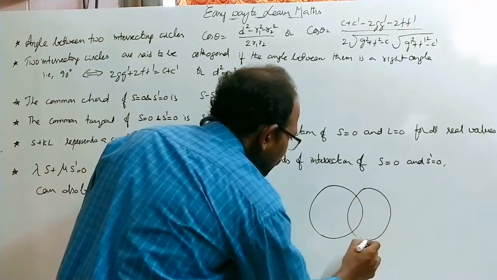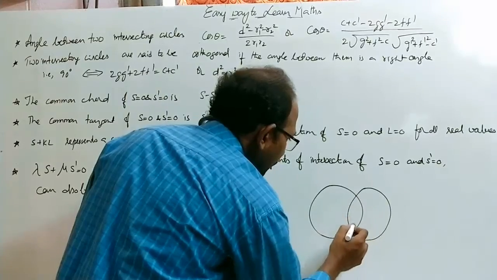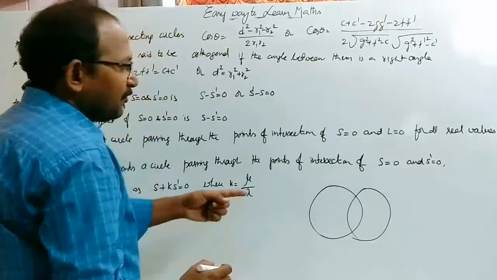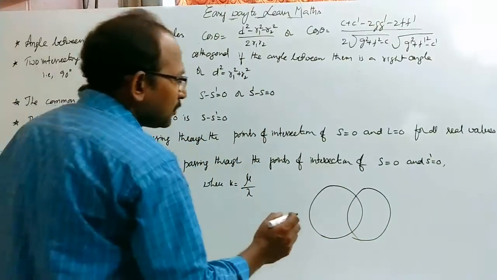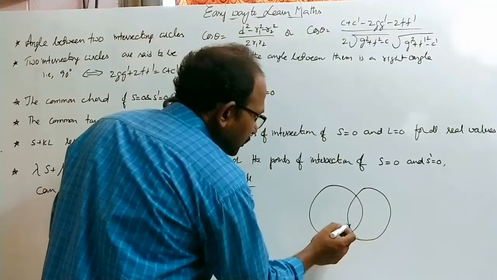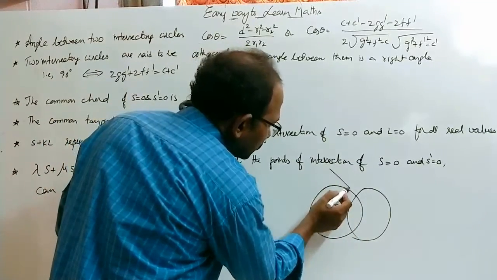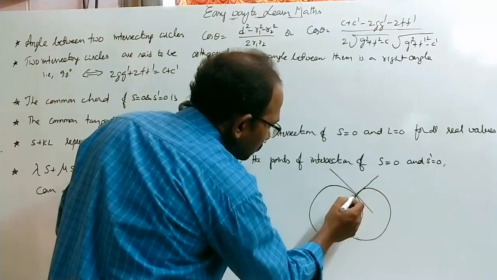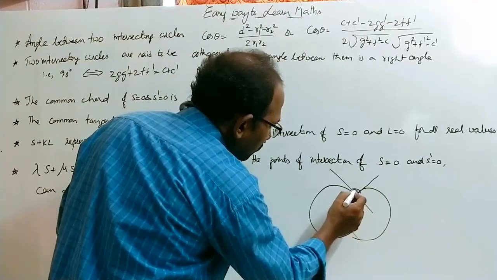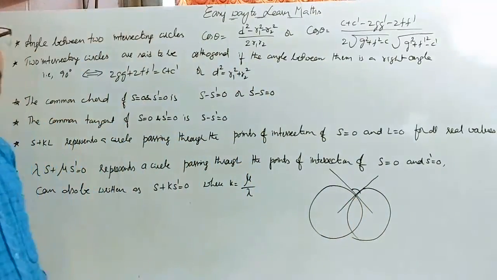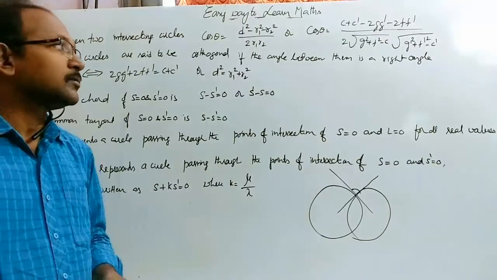here the two circles are intersecting at these 2 points, then the angle between these two circles is nothing but, at these points of intersection you have to draw the tangents, this one and this one. Then this is called the angle between the two intersecting circles.